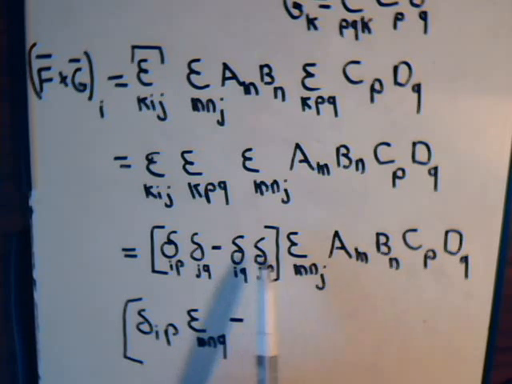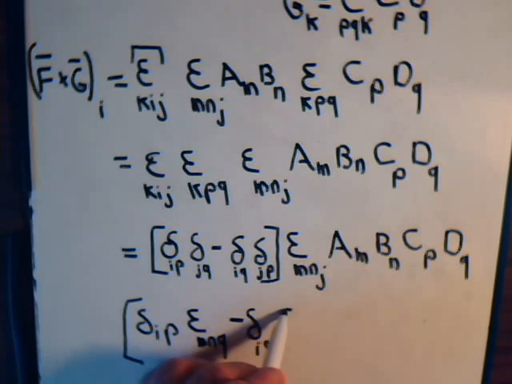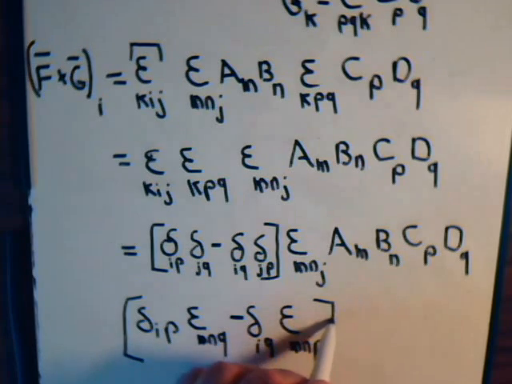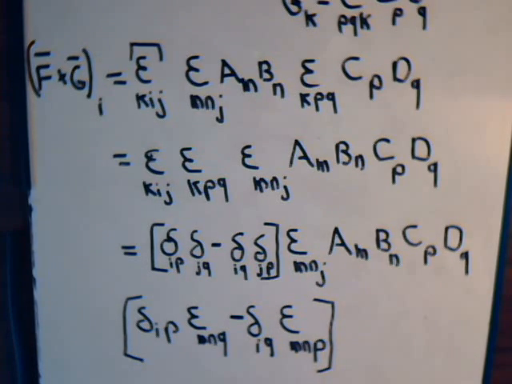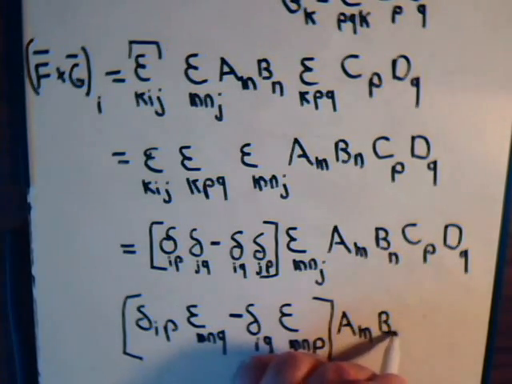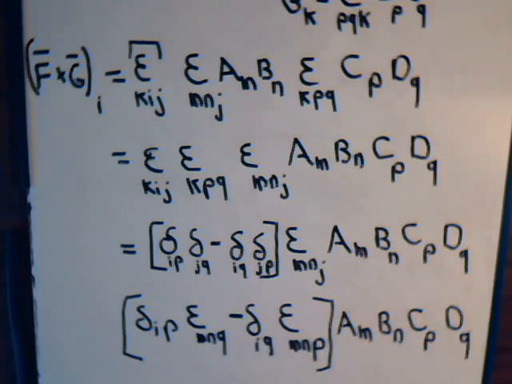Now we look at how this affects this. So here we have IQ. There's nothing like that over here. But here we see J has to be P. So that's going to turn this into a P. So we'll have delta IQ epsilon MNP. So this is a little bit different than what we've done in the past 3 videos. And then times A sub n, B sub n, C sub p, dq.